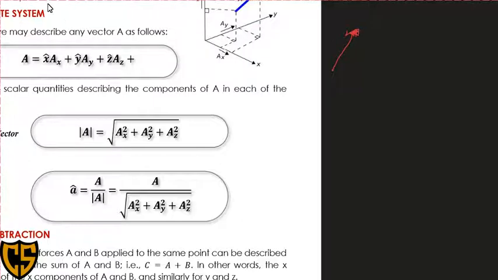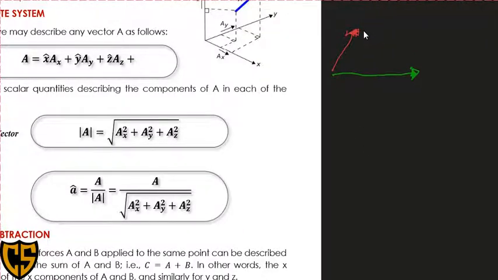So we also have another vector, which is vector B. So for example, this is the value of vector B. So what did we do in order to find the resultant of these vectors? What we are doing is a form called the parallelogram law. So the parallelogram law is doing this one.